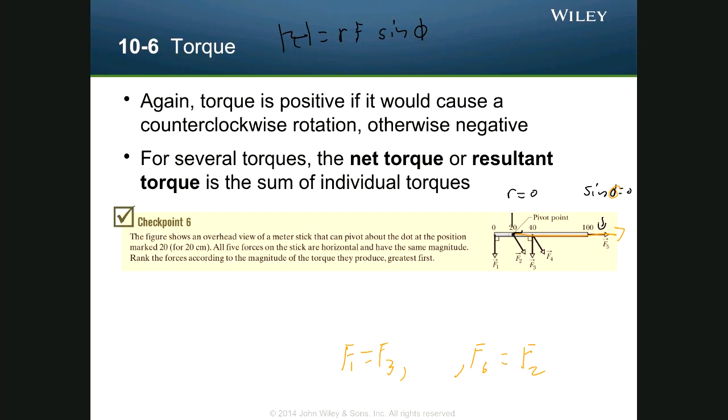Now, does F4 fit in the middle, or on which side of this does F4 go? F4 will have the same F and R, so RF won't change, but you'll notice that sine of whatever phi is will be less than sine of 90. So that will put F4 clearly in the middle, and we can delete this comma.